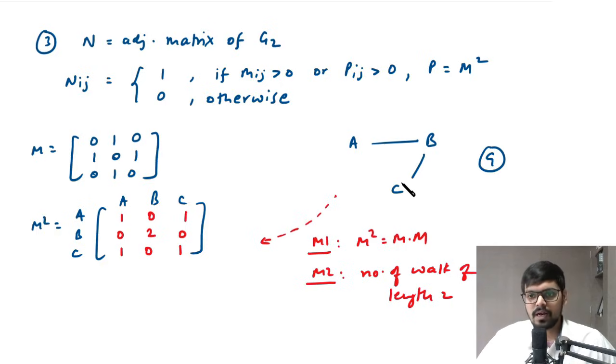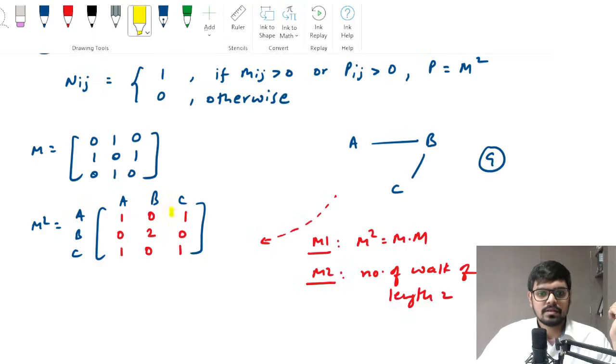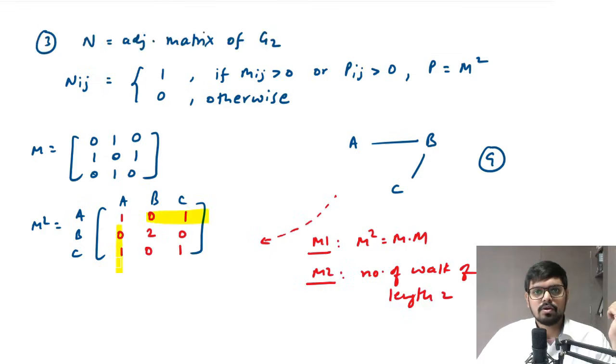So this was our graph. Tell me A to A. If I want to go, then number of walks of length 2, how many walks are there? Only 1: A to B, B to A. So 1. What about A to B? You will never get a walk of length 2, so 0. A to C, yes, we get A to B, B to C. So only 1 such walk of length 2, so 1. B to A, now this is copy paste. These values will be copied here, no extra effort.